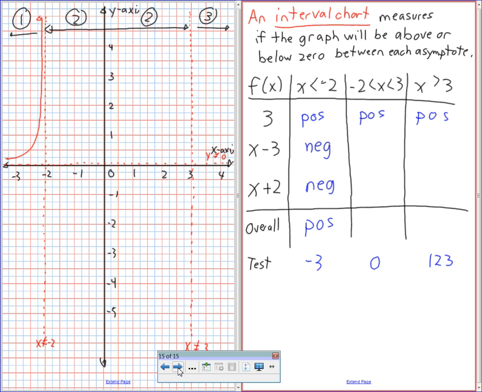If x is 0, can I go here, please? If x is 0, 0 minus 3 should be negative. 0 plus 2 is positive. A positive times a negative times another positive is going to be a negative. Now the tricky thing is, how am I going to draw a negative where every point is negative in this section there?